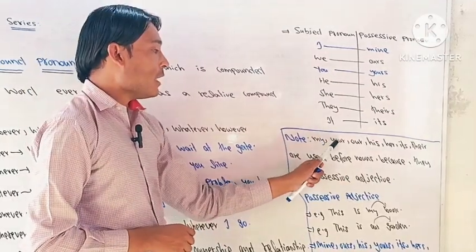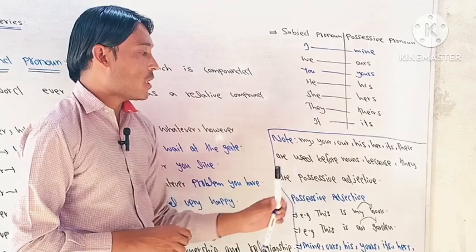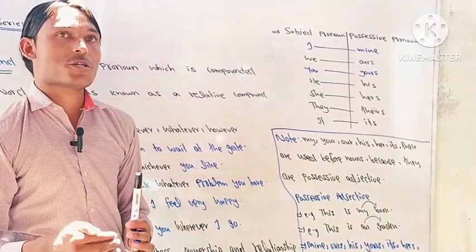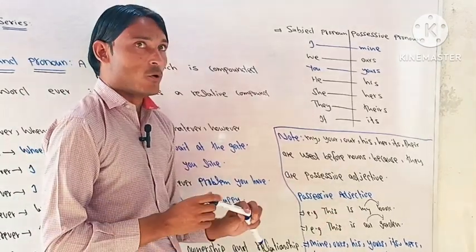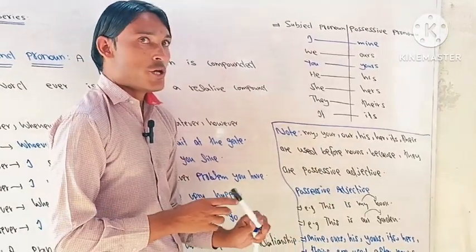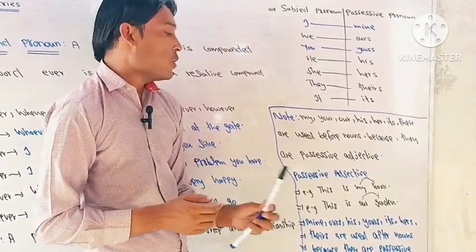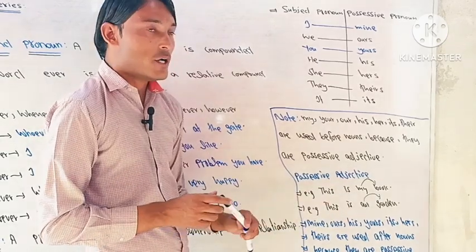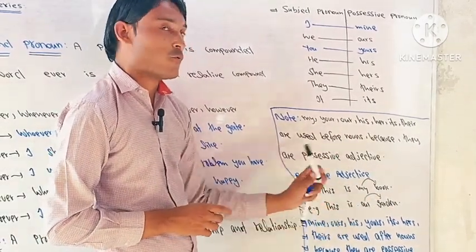Note: my, your, our, his, her, its, their are used before a noun because they are possessive adjectives. How will you differentiate between possessive adjective and possessive pronoun? Let's take an example. This is my book. Here my is used before a noun, book. So when these words are used before a noun, we call them possessive adjectives. Another example: this is our garden. Here garden is a noun and our is a possessive adjective because it's used before a noun.